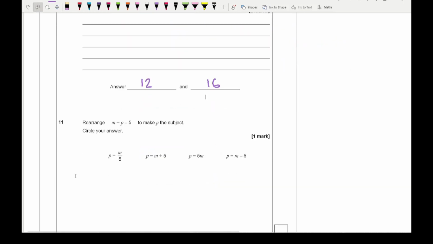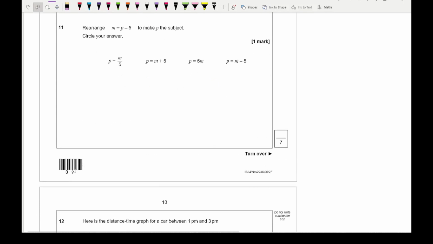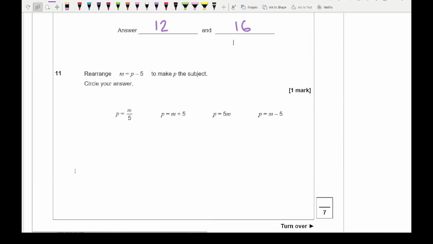Then moving on to question 11. Let me just zoom in so we can see that a little bit better on the screen. So it says rearrange M equals P minus 5 to make P the subject. So we want P equals. So what we need to do is take the 5 over to the other side. So we get P equals M plus 5, which is our second option.